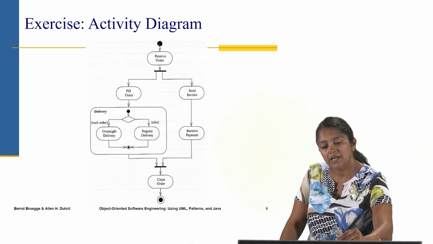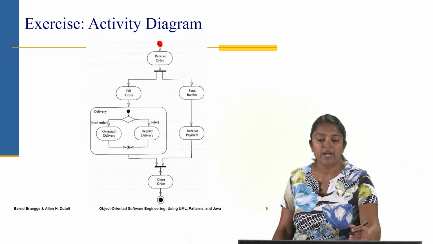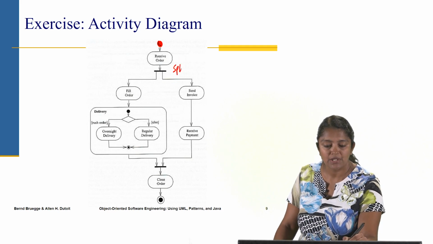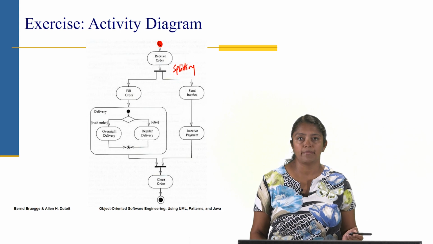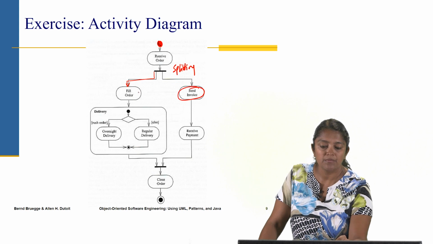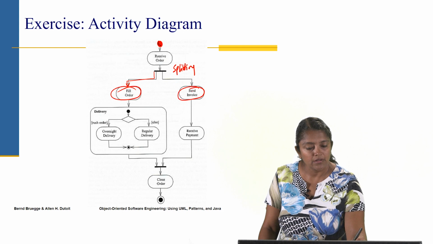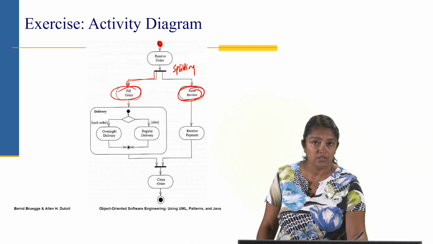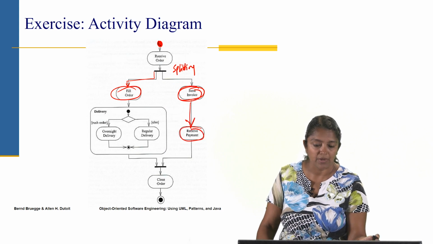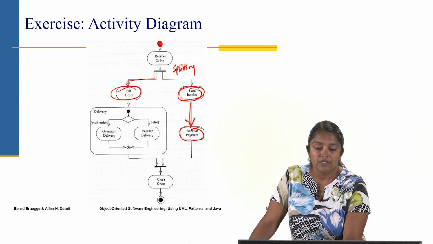So let's see. As always, we start with the start state. Our first activity is receiving the order. Once the order is received, here we have a splitting action, because certain activities can happen concurrently. So the order can be filled and the invoice can be produced. Both of these can be done in parallel. The invoice can be produced and then it's sent to the customer, and then the activity after that is to receive the payment.